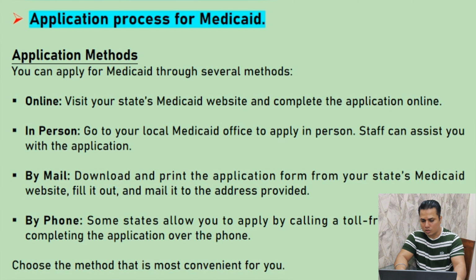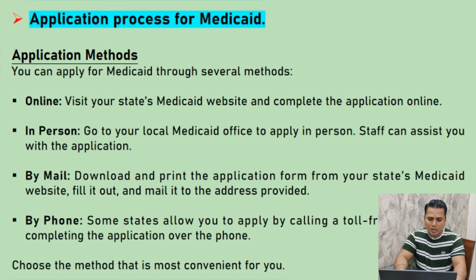Application methods. You can apply for Medicaid through several methods. Online: visit your state's Medicaid website and complete the application online. In person: you can go to your local Medicare office to apply in person. Staff can assist you with the application.